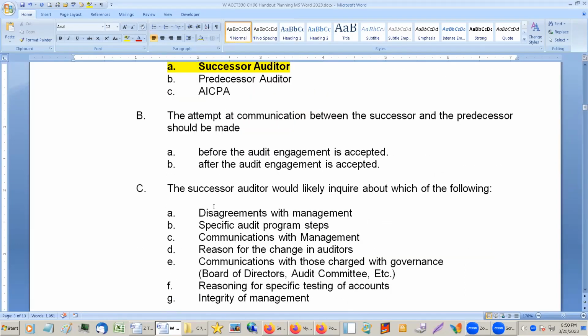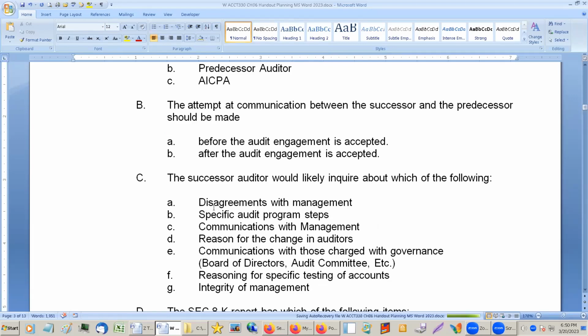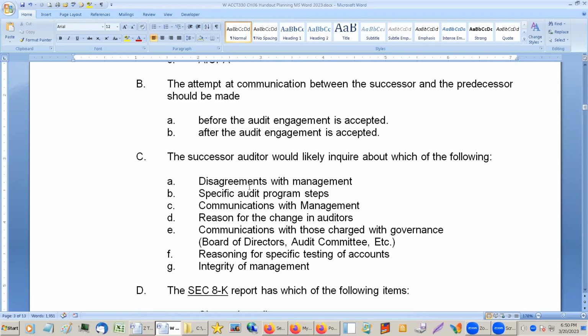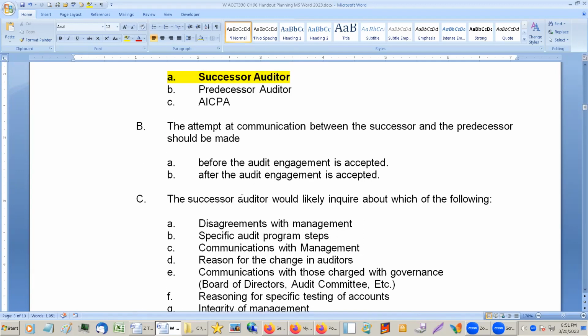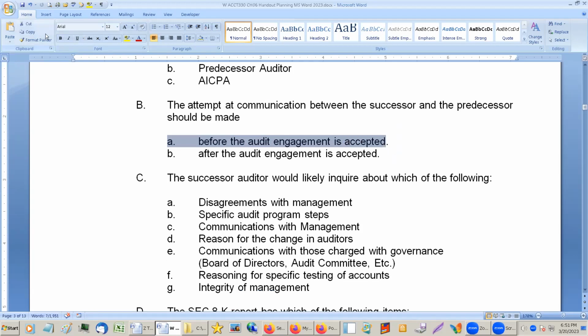Okay, the attempt to communicate between the successor and predecessor should be made before the audit engagement is accepted or after? Before? Yep, you're required to do it before it's accepted.